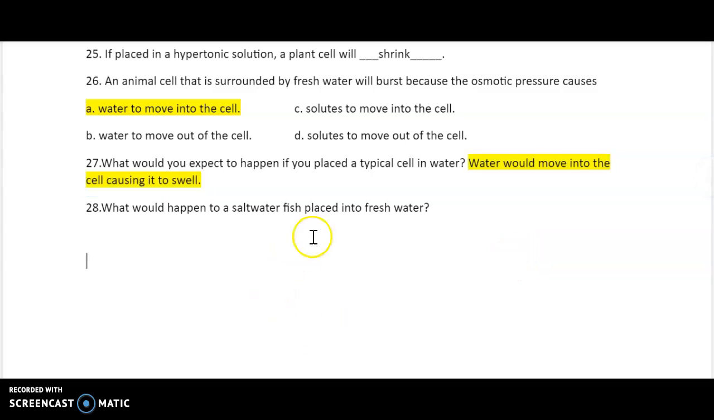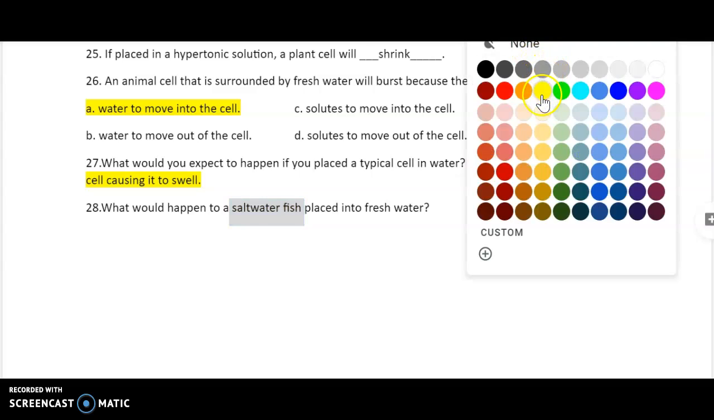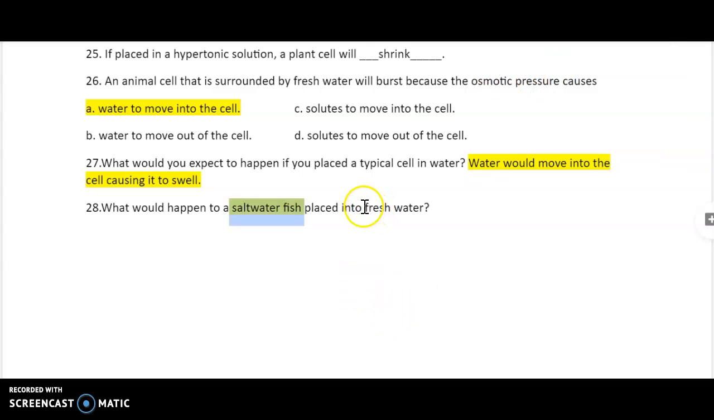What would happen to a saltwater fish in fresh water? If you need to draw a picture, you can do that. You would have your little fish in your salt water. Well, your fish is fresh water, so it's going to have a low concentration of salt compared, no, your fish is saltwater, sorry. It's a saltwater fish. Highlight that because that's our keyword right there to help us remember. Saltwater fish, and we're going to place it into fresh water.